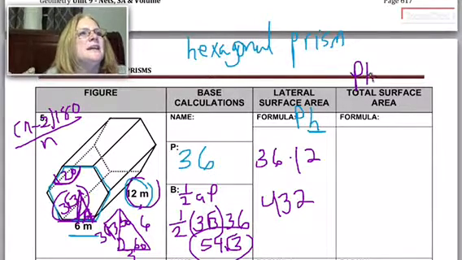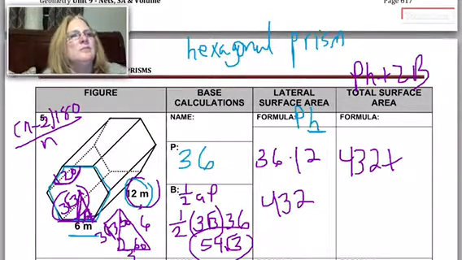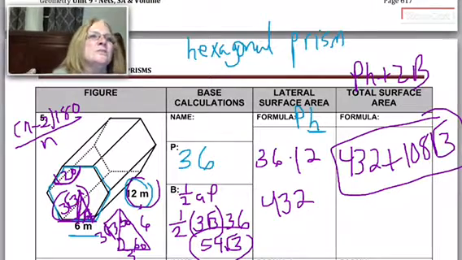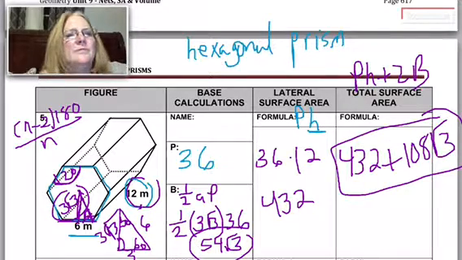And then this is pH plus 2b. So we have 432 plus, now you want to multiply 2 times 54, and you get 108 times the square root of 3. You cannot add those. Those are not like terms, and so that is your final answer: 432 plus 108 times the square root of 3.